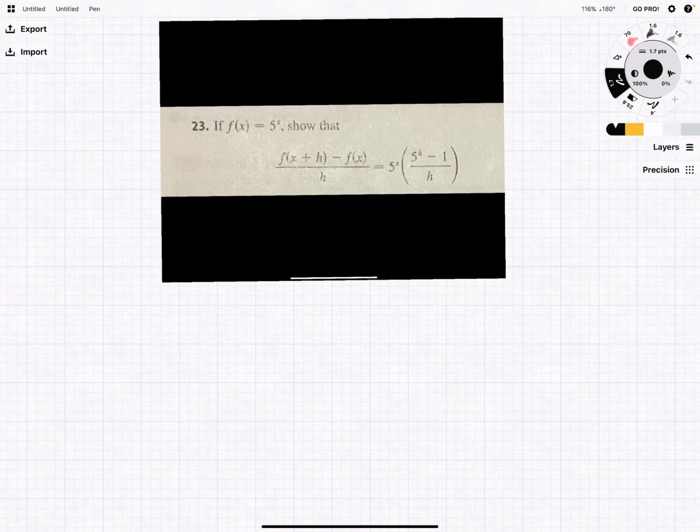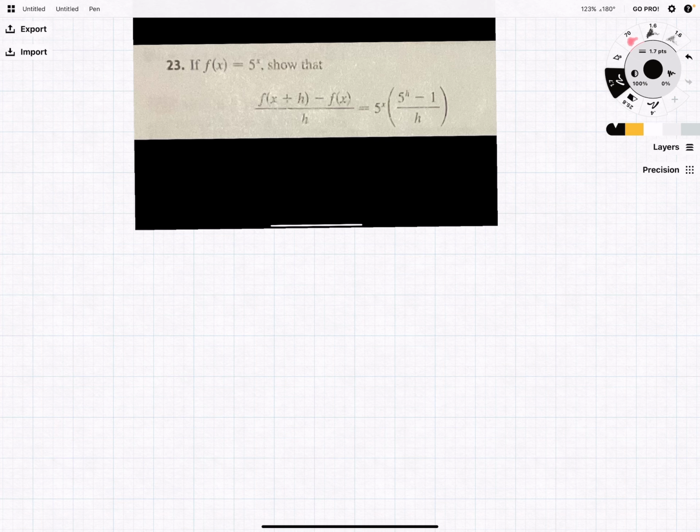This is Stewart Calculus 8th edition, section 1.4, problem number 23. It says, if f of x equals 5 to the x, show that f of x plus h minus f of x over h equals all of that. So yeah, you can read the rest of that. It's quite a mouthful to say.